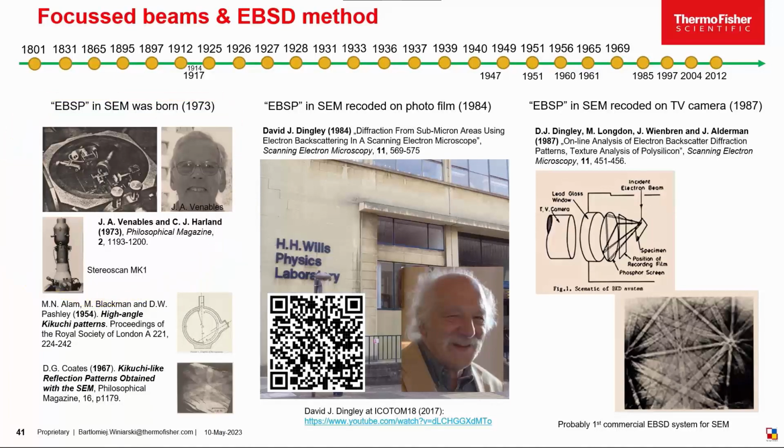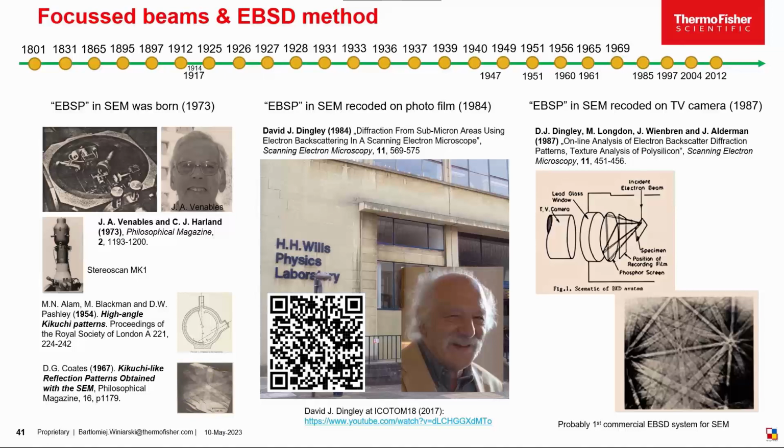It is worth mentioning some early work of Alam and co-workers in 1954 on recording high-angle Kikuchi patterns on a cylindrical photographic film. Also the work of Coates in 1967 describes Kikuchi-like reflection patterns obtained with SEM from a series of sample tilts, here ±10 degrees tilt from the 111 direction in a germanium sample. A composite image is at the bottom left.